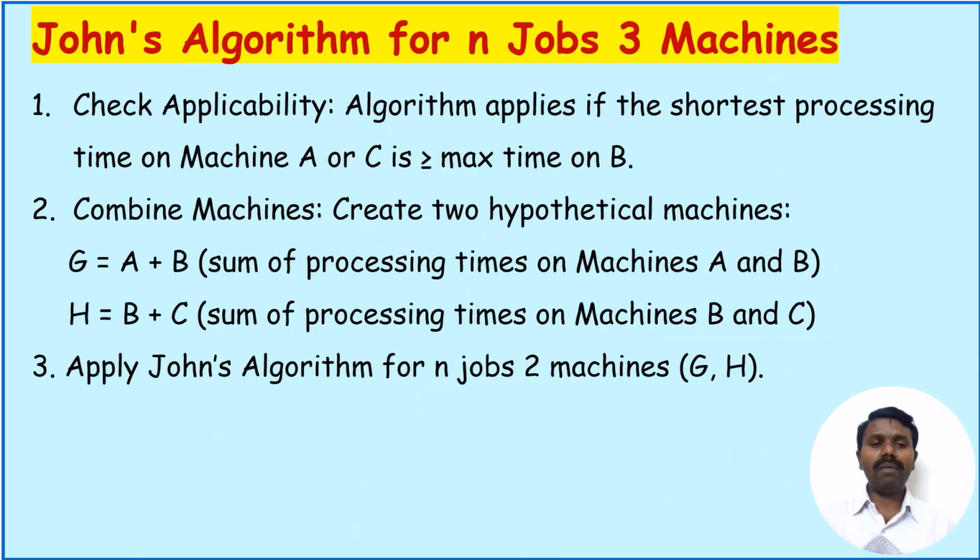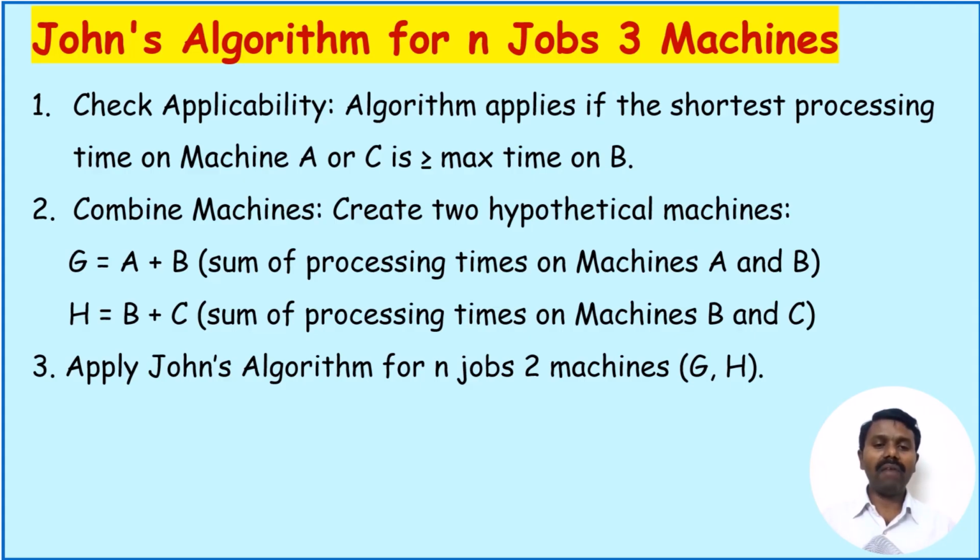Now let us see how we can apply Johnson's algorithm for n jobs with 3 missions. According to Johnson's algorithm, we need to first check the applicability. The algorithm applies if the shortest processing time on mission A or C is greater than or equal to the maximum time on B. If it is applicable, then we can combine the missions and create two hypothetical missions.